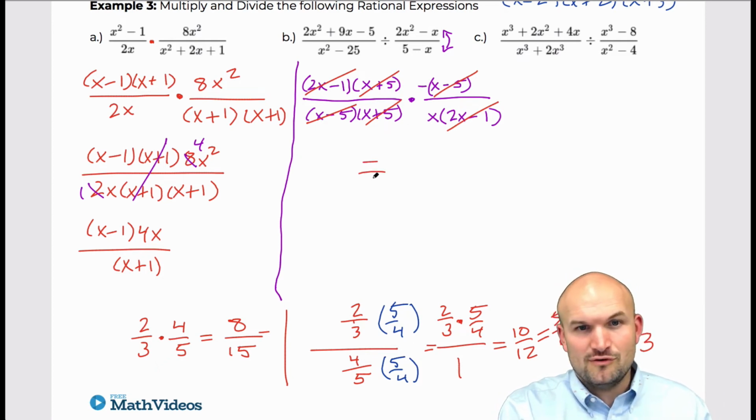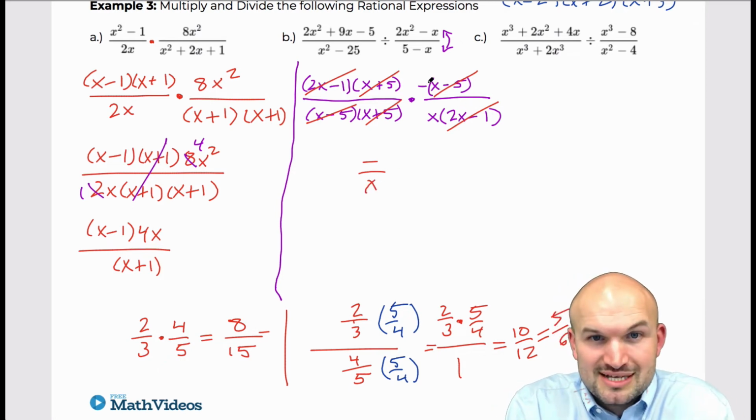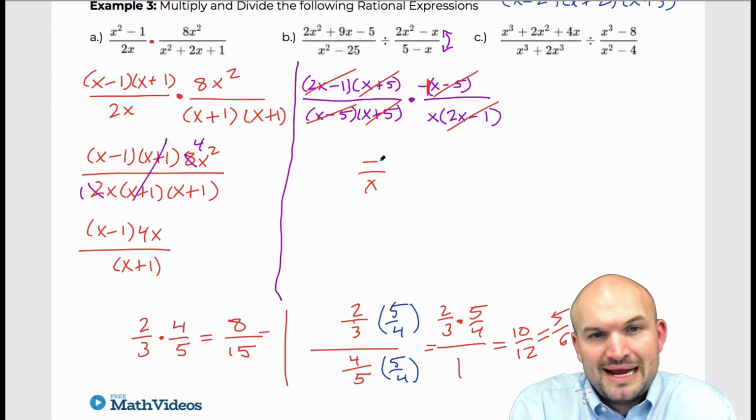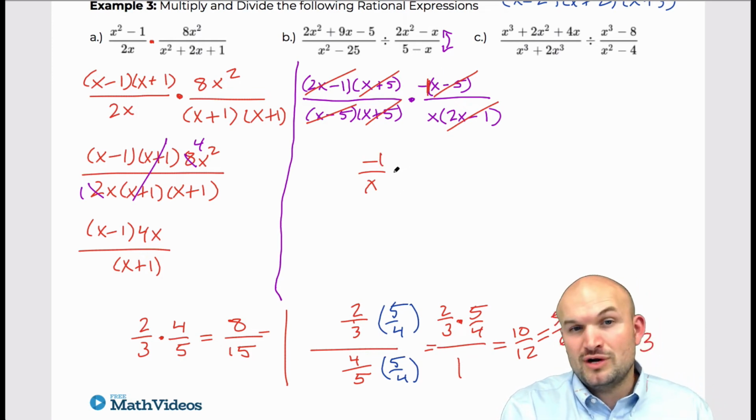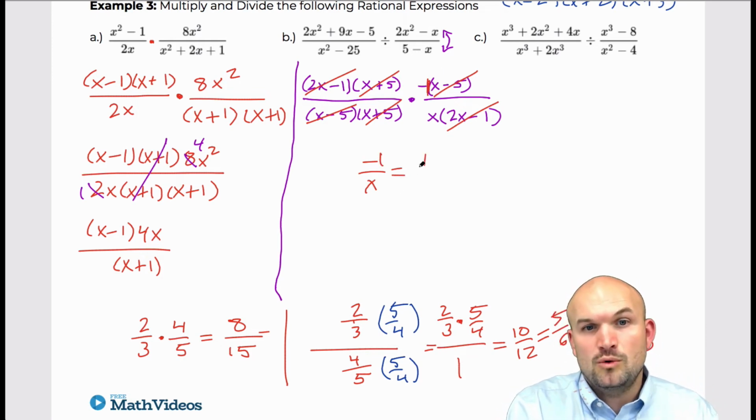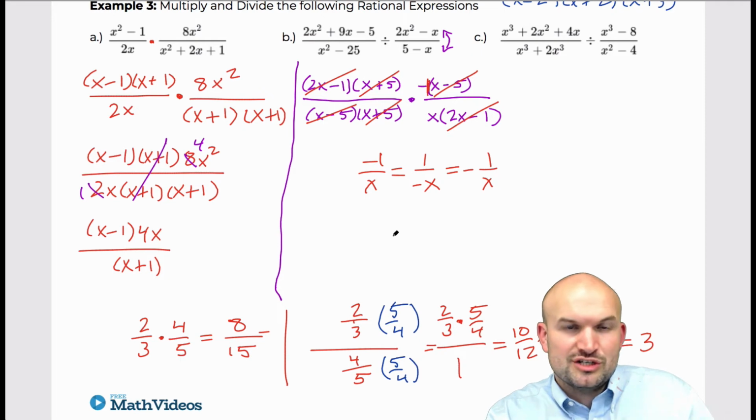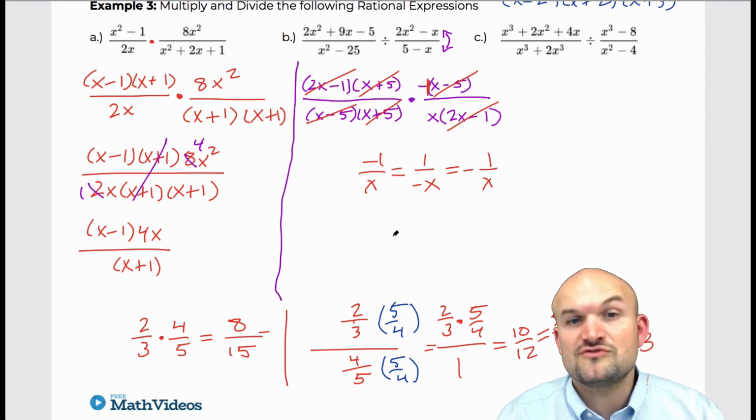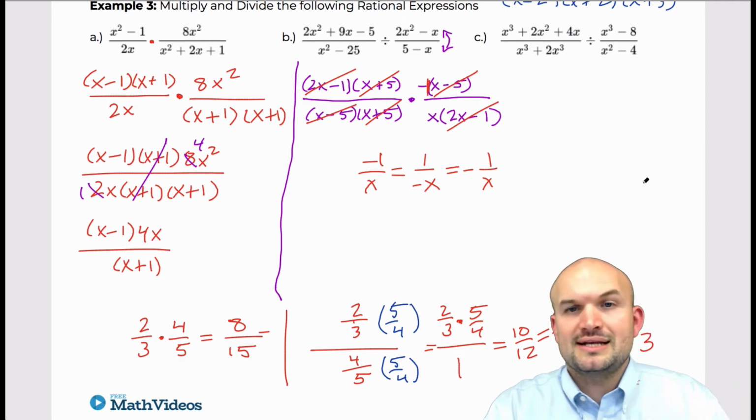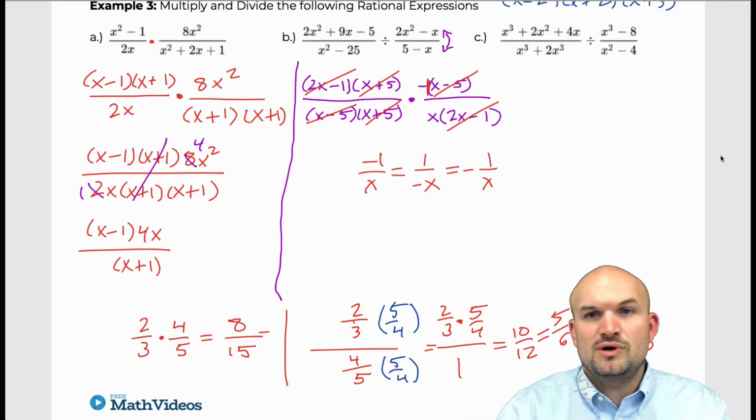So negative over x. But that doesn't really make any sense. What number here is attached? Well, you can say that that has a coefficient of 1. So my answer is really -1 over x, which is the same thing as 1 over -x, which is the same thing as a -1 over x. Okay, so just make sure you're understanding those different forms here. All right, and on to the last one.